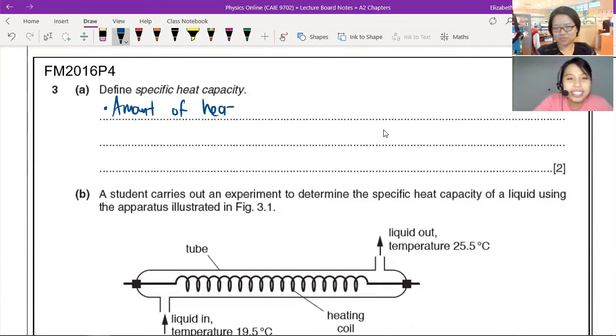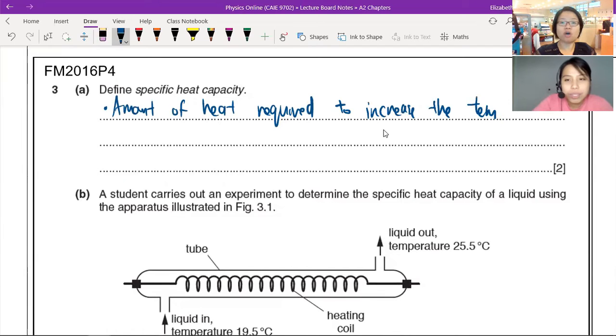Amount of heat required to do what? To increase the temperature of a substance, to increase the temperature of 1 kg of a substance by 1 degree Celsius. Miss, this one is a 2 marks question. Where do the 2 marks come from?